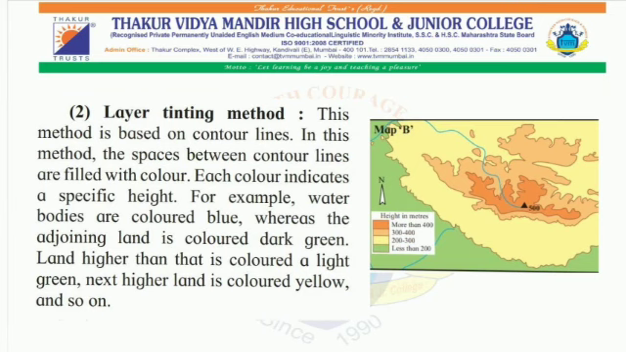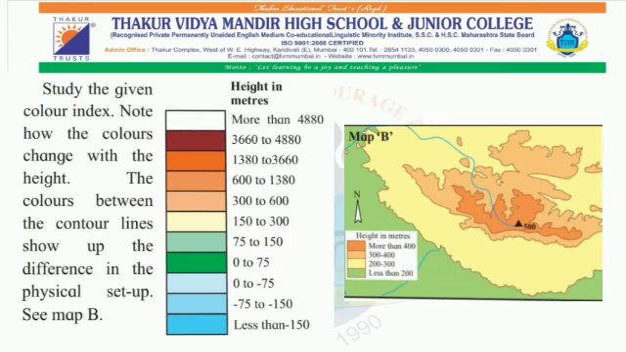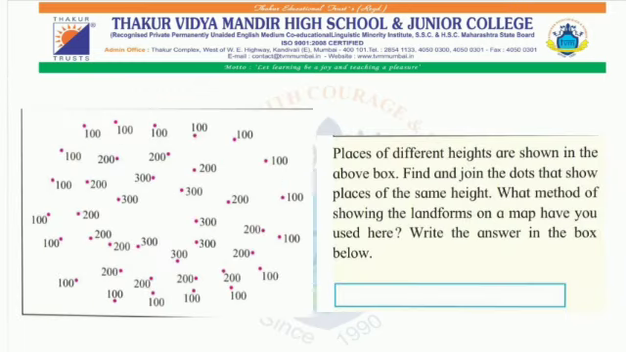Students, you can understand more through this. Study the given color index. Note how the colors change with the height. The colors between the contour lines show up the difference in the physical setup, as you can see in this map B. Here is a small activity for you all, students.